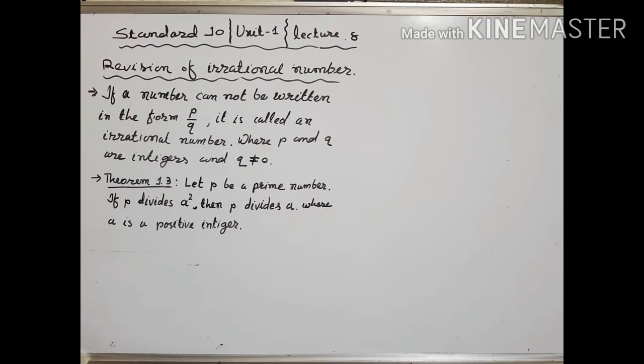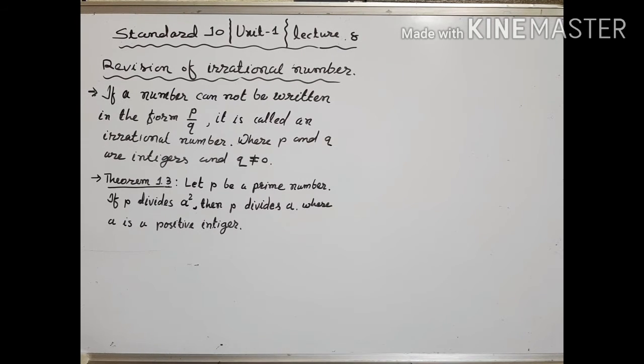Another important property of irrational numbers here in 10th standard is theorem 1.3. Let p be a prime number, and if p divides a square, then p divides a, where a is a positive integer. I hope that you might have understood. Let p be a prime number. If p is a prime number and p divides a square, then p divides a.